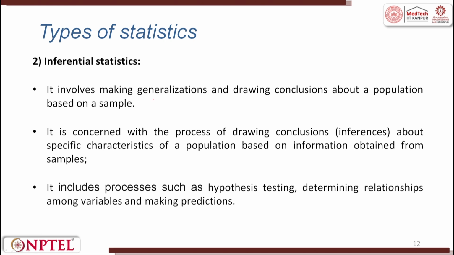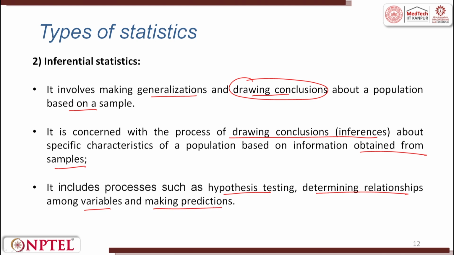It involves making generalizations and drawing conclusions about a population based upon a sample. It is drawing conclusions. That means a lot more calculations would be taken now. It is concerned with the process of drawing conclusions or inferences about specific characteristics of a population based on information obtained from samples. It includes processes such as hypothesis testing, determining relationship among variables and making predictions.